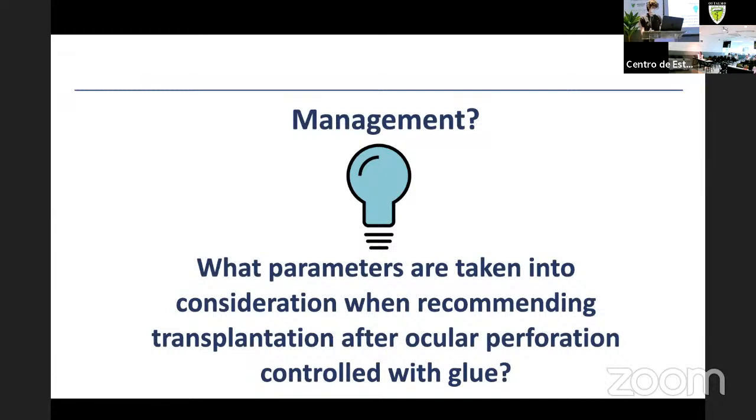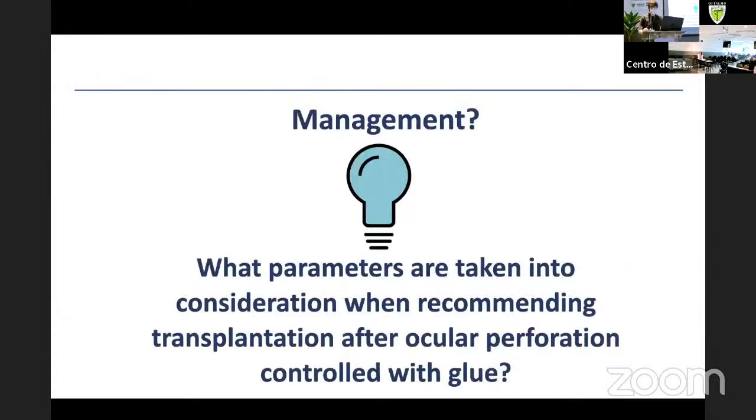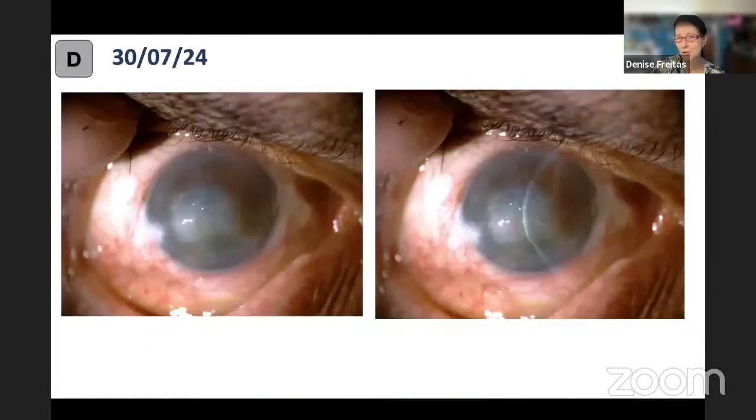And I want to ask about the management, and I want to finish with a question for you. So what parameters are taken into consideration when recommending transplantation after ocular perforation controlled with glue, like this patient? So when do the transplant here? Good questions. I think the best question is, when you have a cornea with glue, when are you planning to do the corneal transplant, the therapeutic corneal transplant?